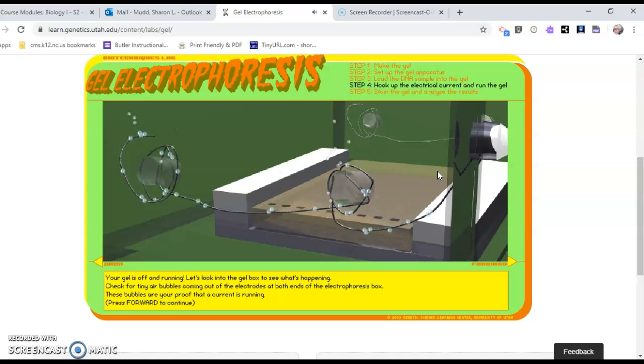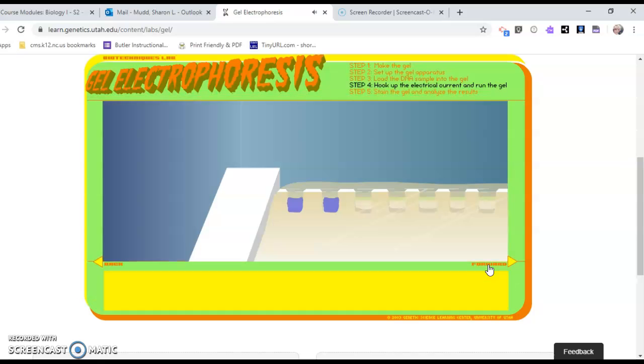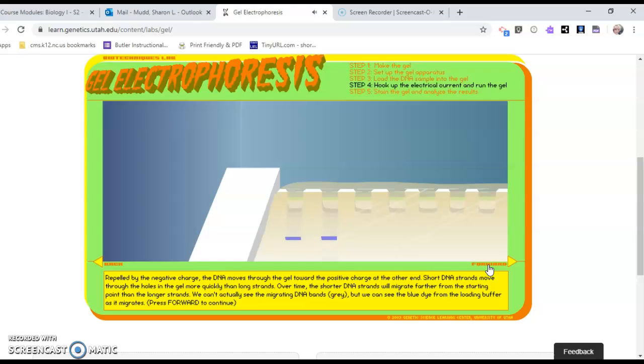So now this is a look inside the gel box. We have tiny air bubbles coming out of the electrodes at both ends. This is proof that our current is running. So look at that, the DNA is moving through the gel, moving toward the positive charge. Remember, the short DNA goes faster. It's like the point guard on the basketball team. He can move faster than the big guys. Over time, the short DNA strands migrate farther from the starting point than the longer strands. We can't really see them, but we can see the dye.